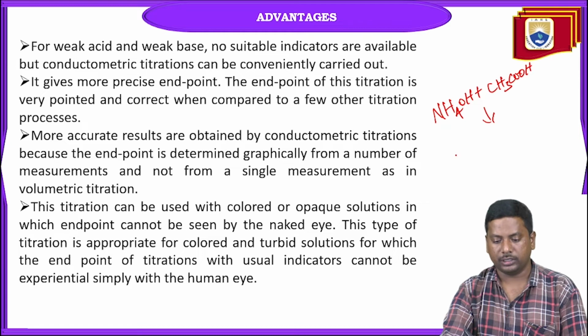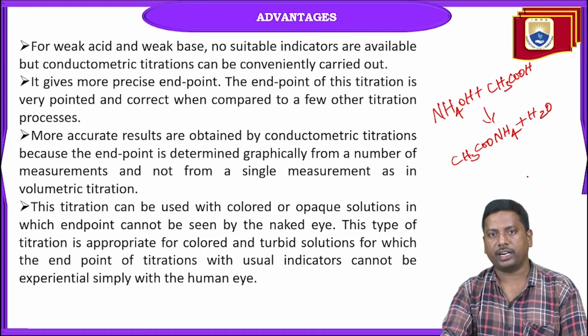What happens? CH3COONH4, ammonium acetate, plus a water molecule. So in this type of titration, it is highly impossible to determine the strength of the product, nothing but ammonium acetate, but by using conductometry, it is possible. So that is the additional advantage of conductometry, even with weak acid and weak base.